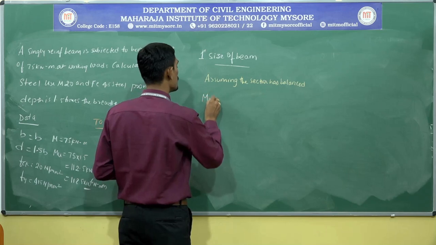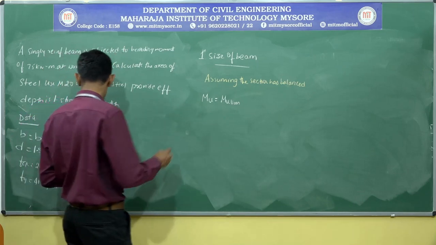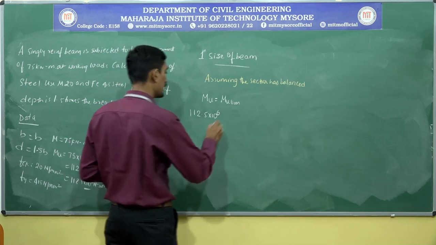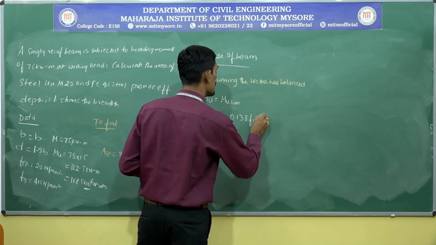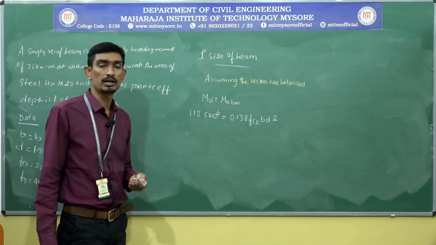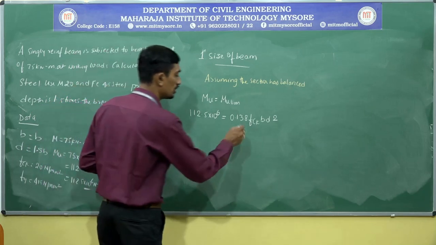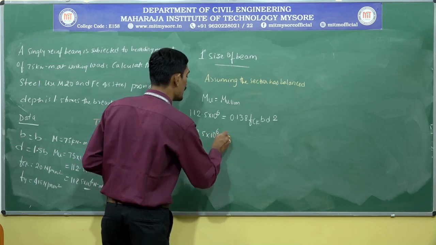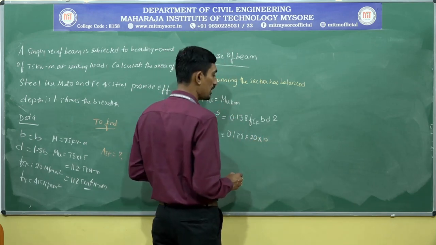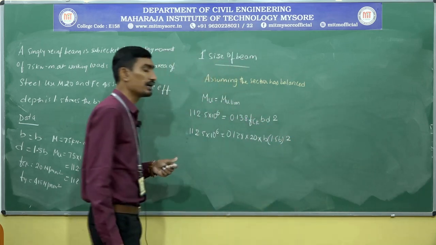that is Mu is equal to Mu lim. You already know the Mu value, that is 112.5 into 10 to the power of 6 Newton millimeter equal to 0.138 fck B D square. This is the formula for limiting ultimate moment of resistance for a balanced section for Fe415 steel. Now let us rearrange the substituted quantities: 0.138 into fck, which is 20. Let us retain B as B. They have given that the effective depth will be treated as 1.5 times B, that is 1.5 B square.